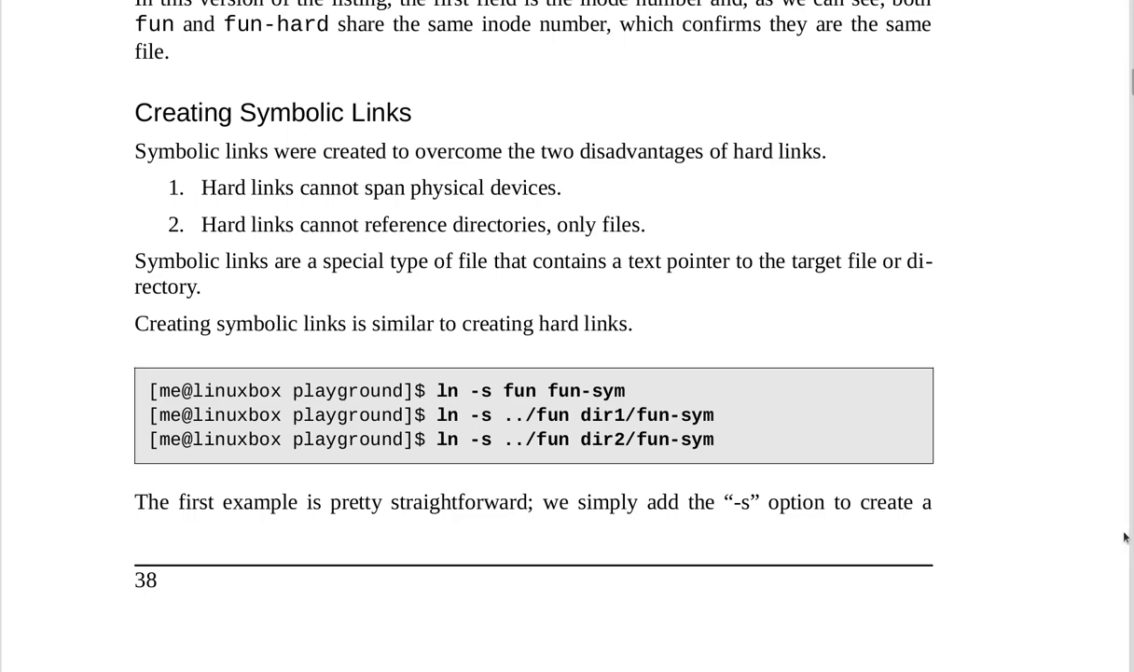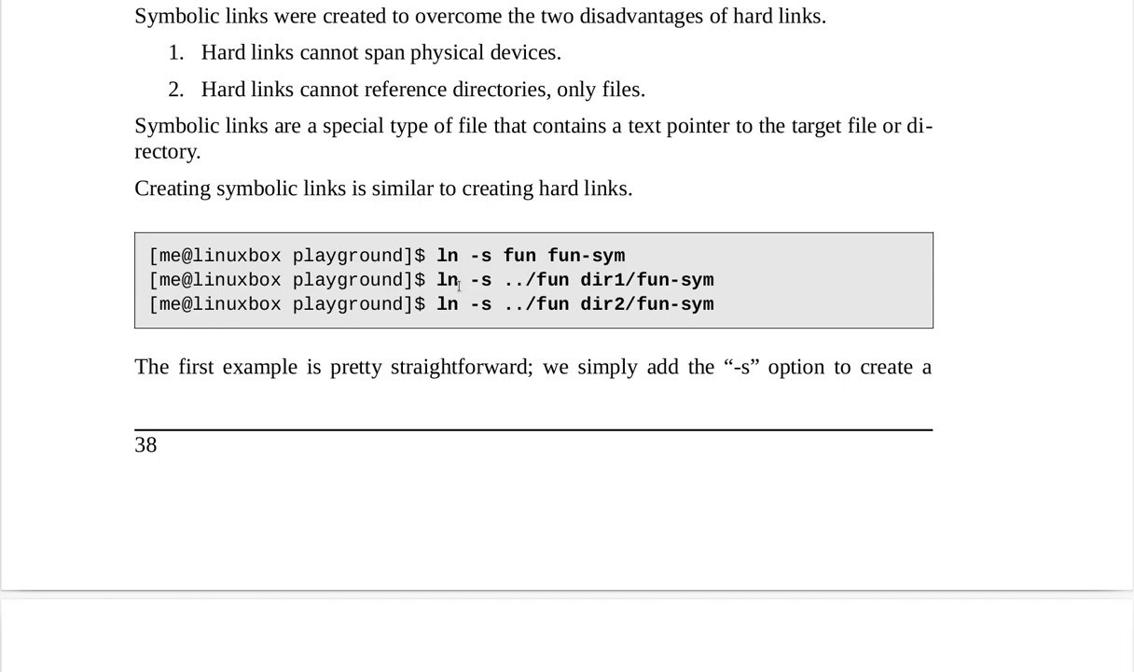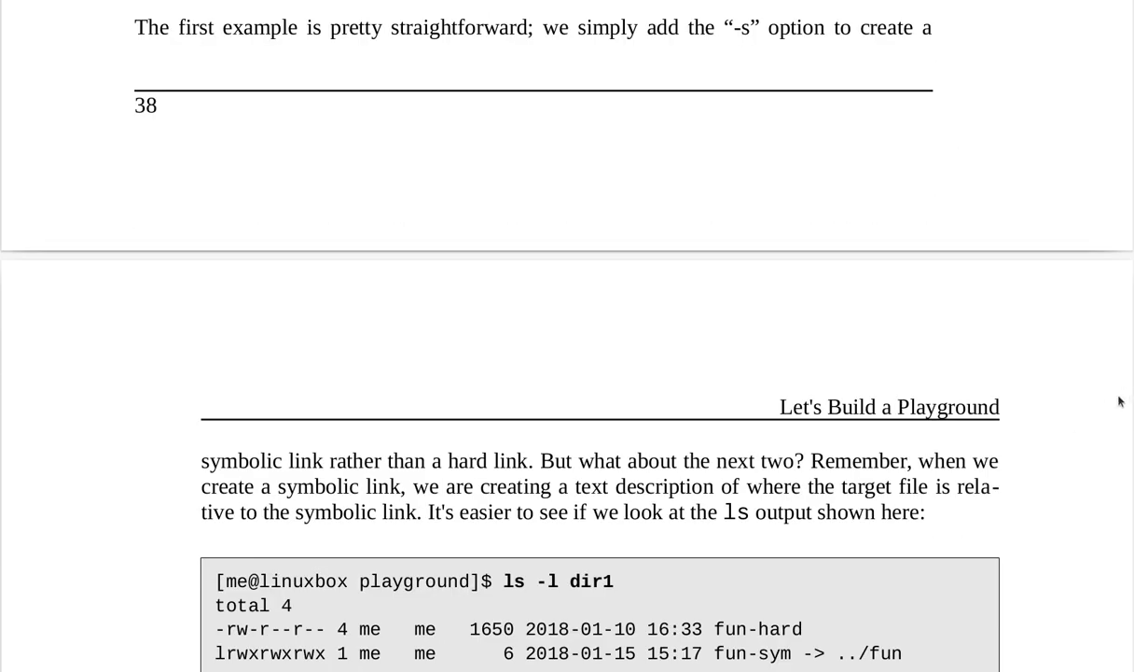Creating symbolic links is similar to creating hard links. ln -s fun fun-sym. ln -s ../fun dir1/fun-sym. ln -s ../fun dir2/fun-sym. The first example is pretty straightforward. We simply add the -s option to create a symbolic link rather than a hard link. But what about the next two?